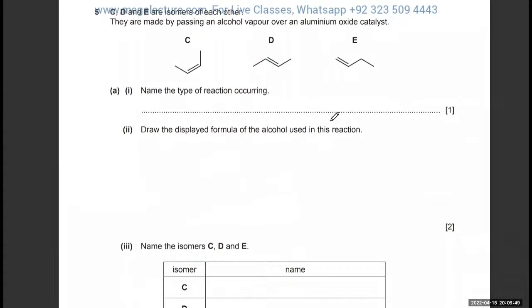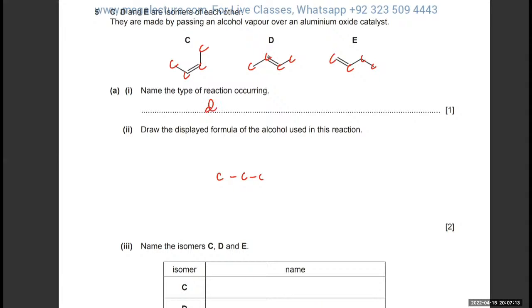Draw the displayed formula of the alcohol used in the experiment. So the alcohol OH would probably be at what position? It's probably going to be at this position. I mean, it's 4 carbon atoms, right? All of them. So remember, the OH would be somewhere in the middle.